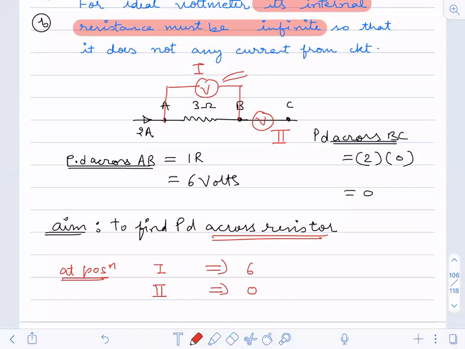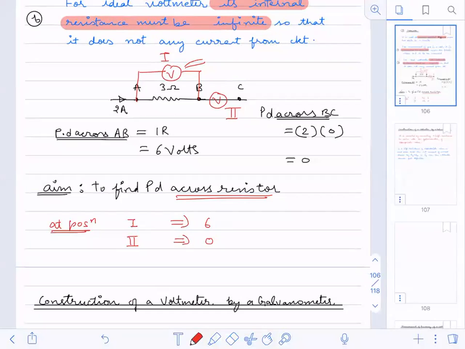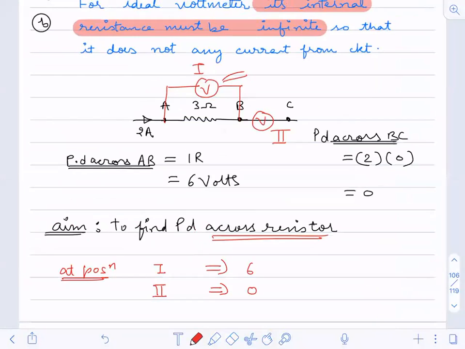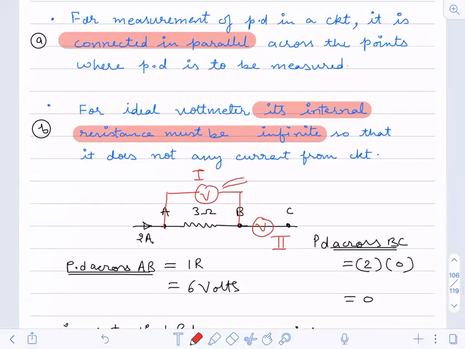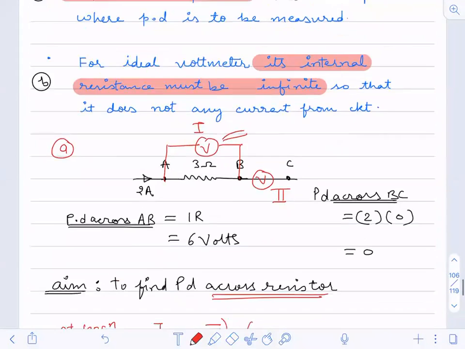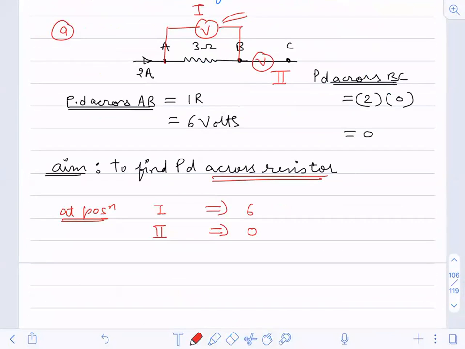Is it understood now why we are actually connecting this in parallel? Why not in series? Understood this point? Okay, fine. This first point is over: it is connected in parallel, not in series, because of this reason.